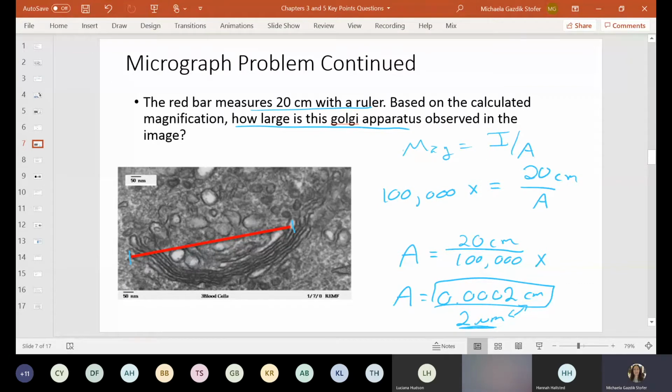Okay, I'm going to pause there again. Questions on calculating magnification or object sizes from a microscope picture?